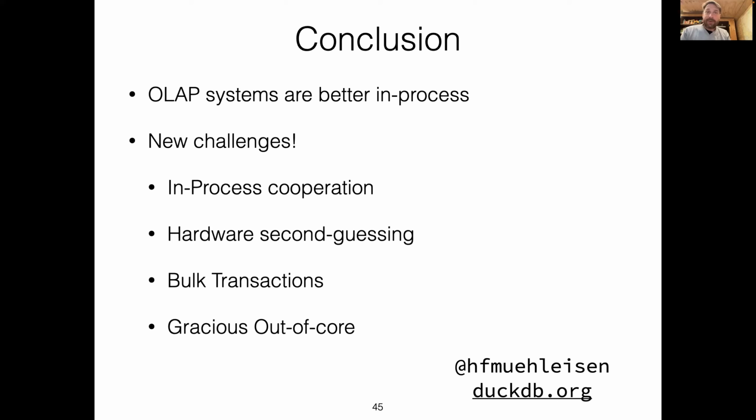The bulk transactions I mentioned to you, like the MVCC that is able to deal with bulk updates, is a super interesting topic. And one of the things that one of our PhD students is working on is this graceful out of core idea, where I've mentioned earlier that we are working on intermediates being able to go out of core when they no longer fit in memory. But traditionally, people then just switch to entirely different implementations, like, oh, fine, the hash join isn't working, let's do a merge sort join.